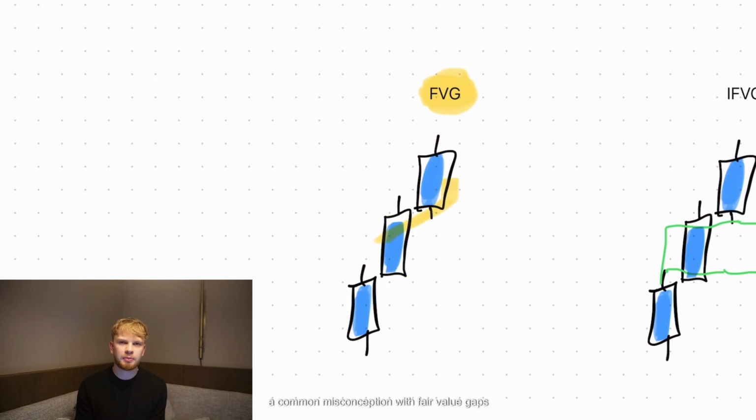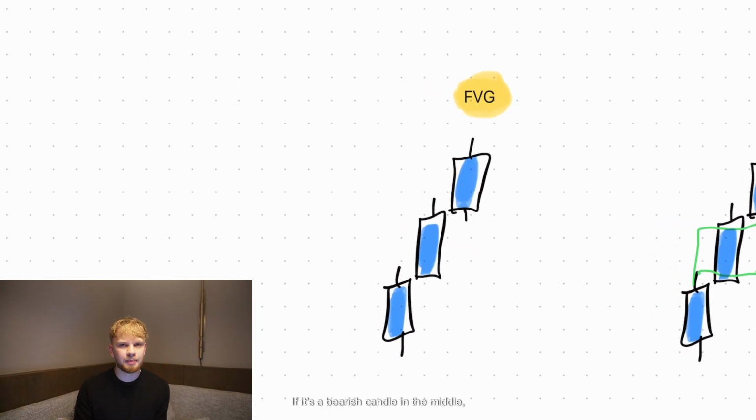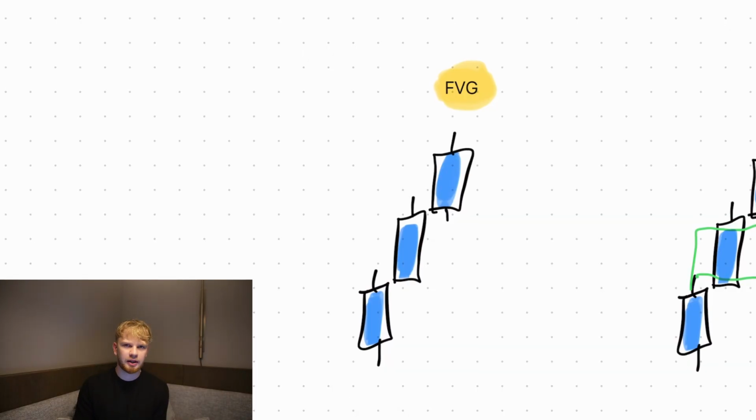Also, a common misconception with fair value gaps is that it has to be three same-colored candles. It does not. So this can be a bullish candle, this can be a bullish candle, and this can be a bearish candle, and that is still a valid fair value gap. The way you identify which way the fair value gap wants to go is by whatever color the second candle, the middle candle, is. If it's a bullish candle in the middle, it's a bullish fair value gap. If it's a bearish candle in the middle, then it's a bearish fair value gap.